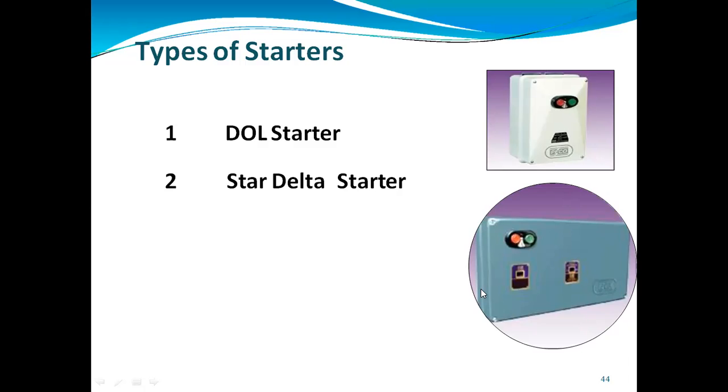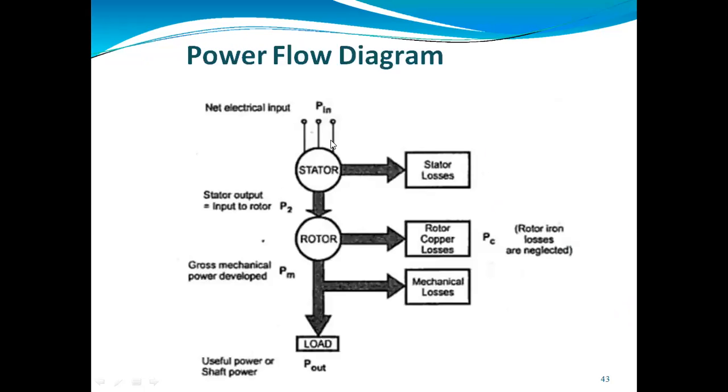Then we have seen that when we give the input power to the induction motor, some power is given to the stator, and out of that power, some goes as input power to the rotor and some goes as a constant loss. That is nothing but the stator loss.